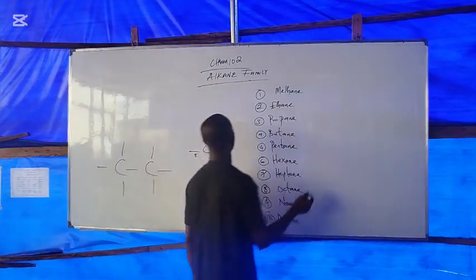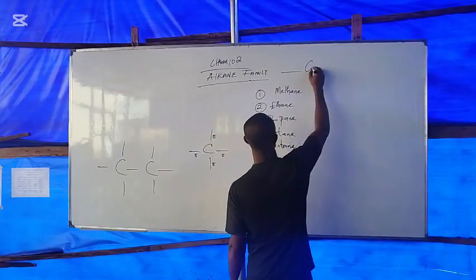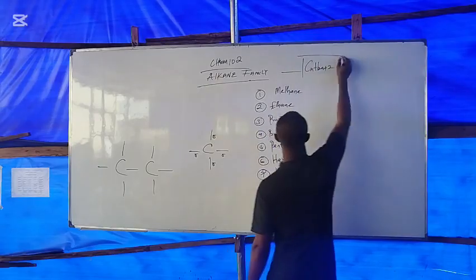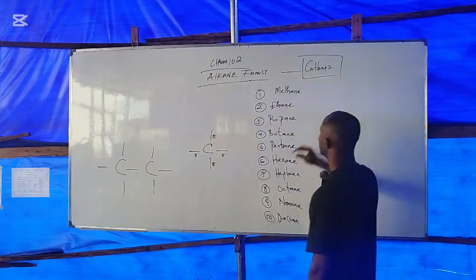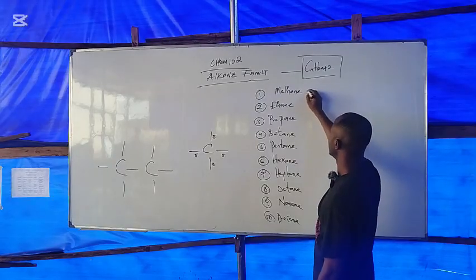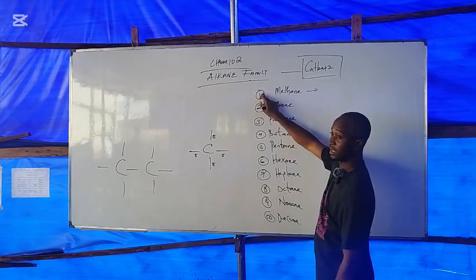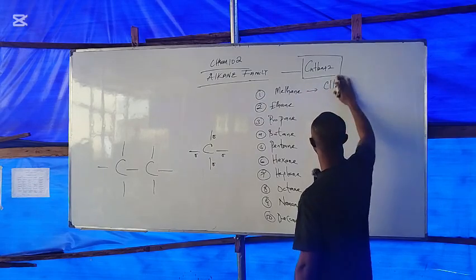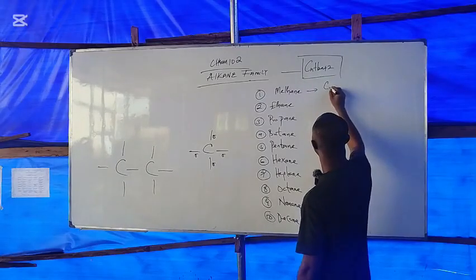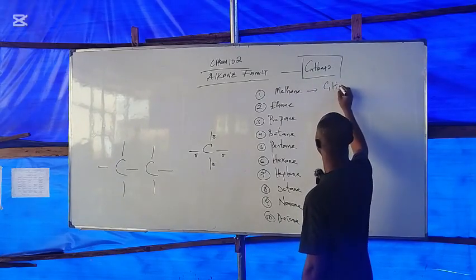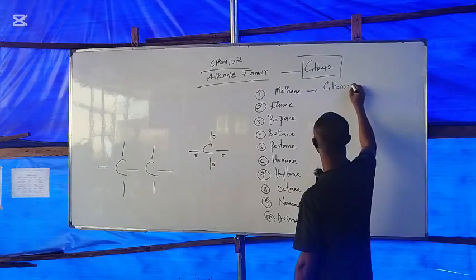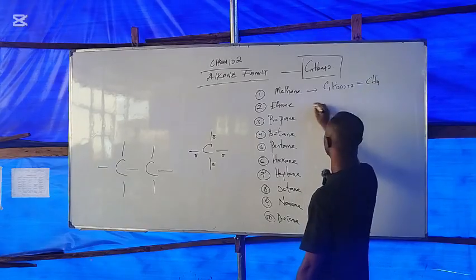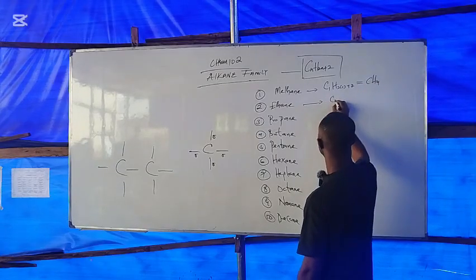The general formula for Alkanes is CnH2n+2. Alkanes have the general formula. So for the first member, that means when n is 1, that will be CH4. Let's check it out. N is 1. H, we have 2 times 1 plus 2. That will give us CH4.